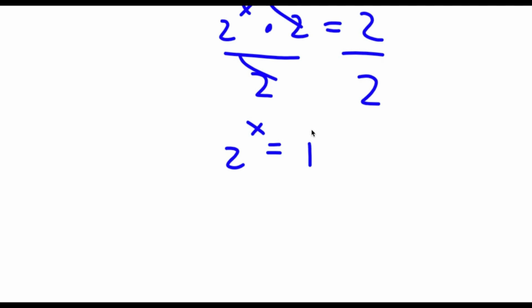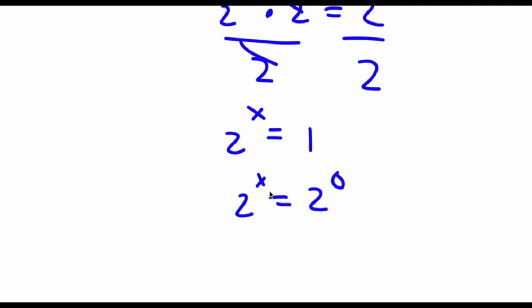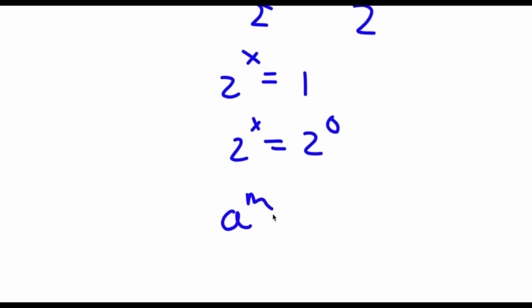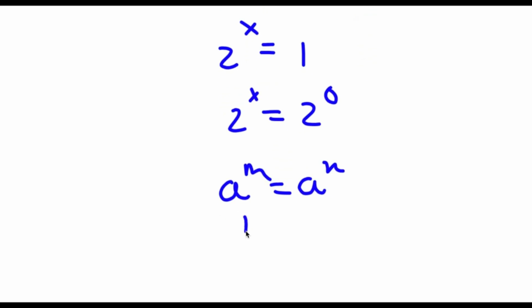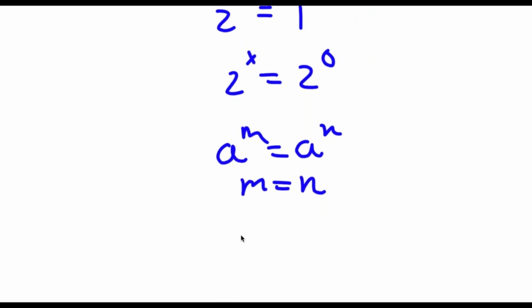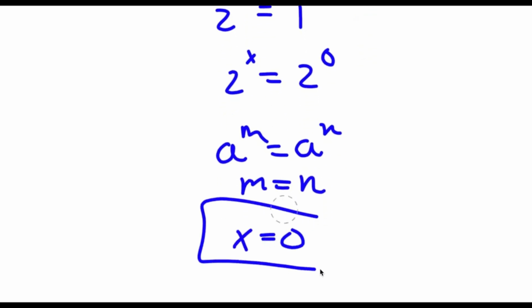Now, anything to the power of 0 is actually equal to 1. So I'm going to rewrite 1 as 2 to the power of 0. So now, if I have something in the form a to the power of m is equal to a to the power of n, this means that m is equal to n. So in this case, x is equal to 0.